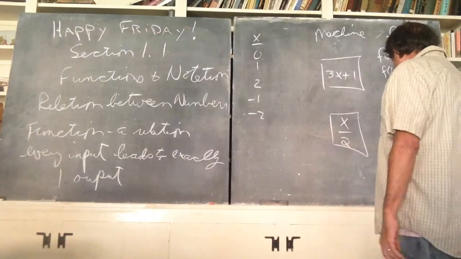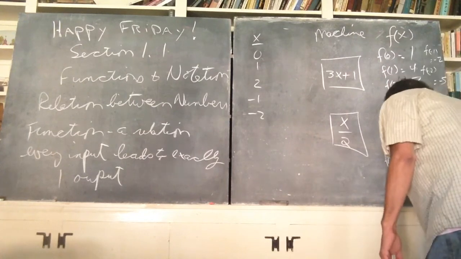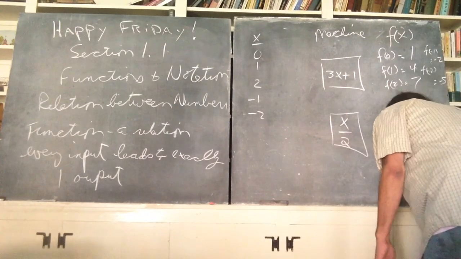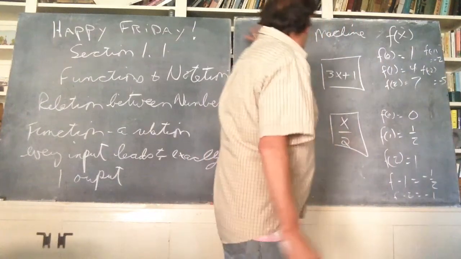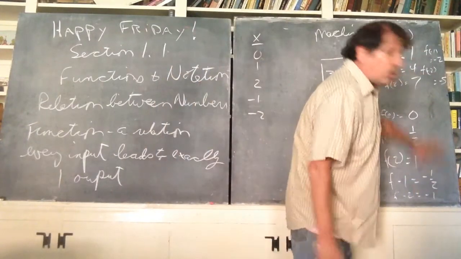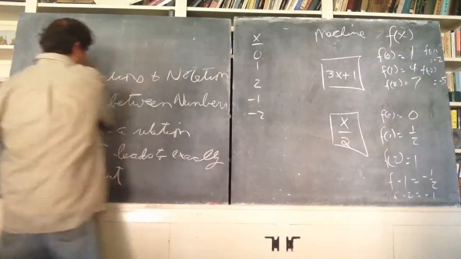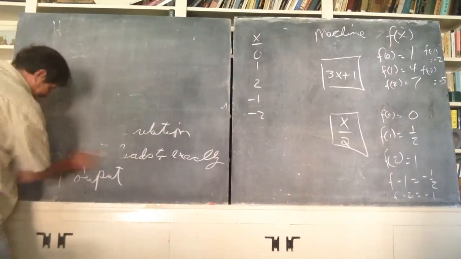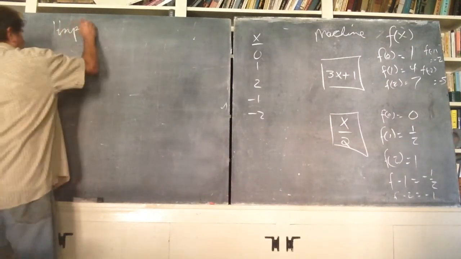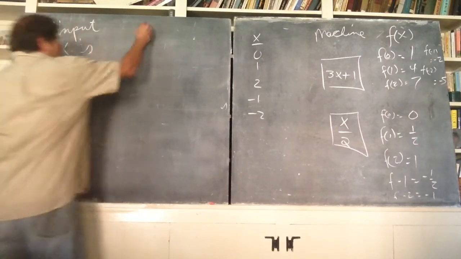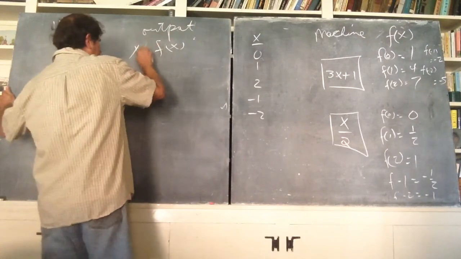And then for this one, the function's value at 0 is 0. At 1 is a half. At 2 is 1. At -1 is -1/2. At -2 is -1. These are called input, and these are called the output. More specifically, they're called domain and range. The x's are the input. The outputs are the function's value at x, or y is the function's value at x.